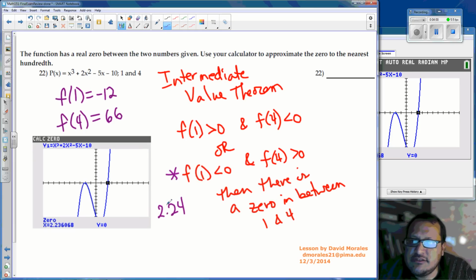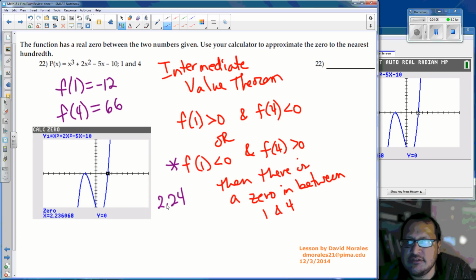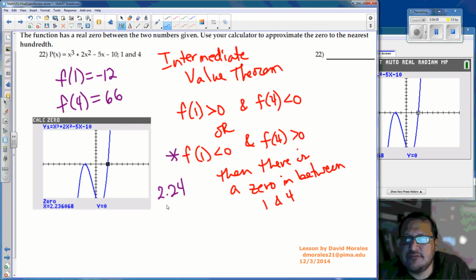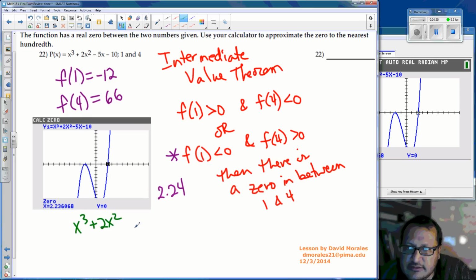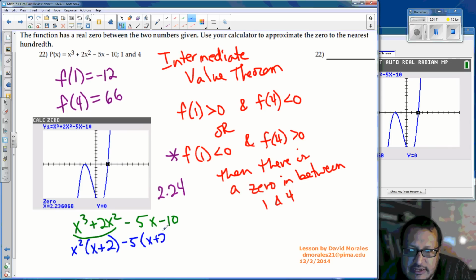Now, is there another way to solve this problem? I think there might be, and I'm just going to try it out to see if I'm right. So now this is solved, and it says use your calculator, so we're done. But this looks like I can factor by grouping. I'm just going to see if I can. So here, the factor by grouping is you do the first two first. And we factor out an x squared, x plus 2. And here we're going to factor out a minus 5. And we have x plus 2. Yep, sure enough we can.